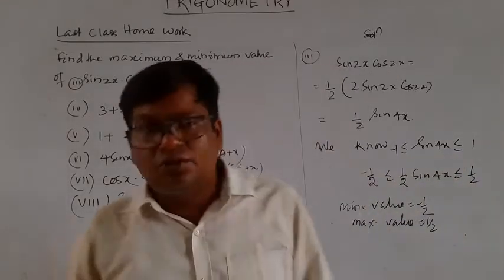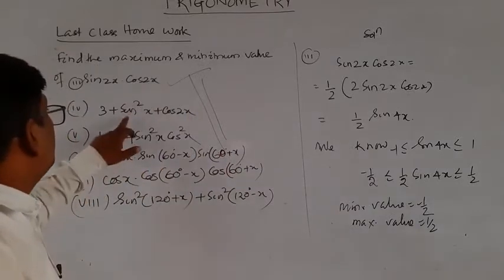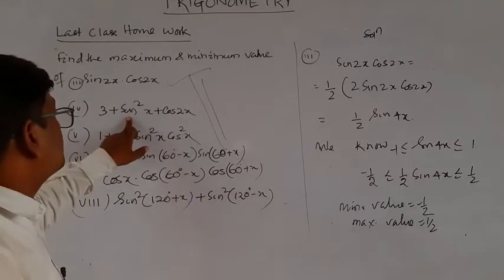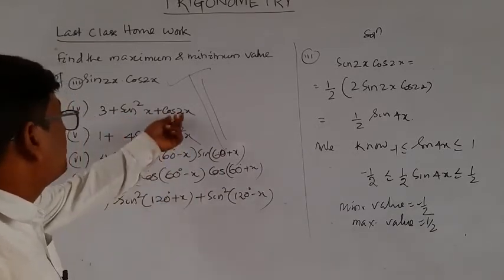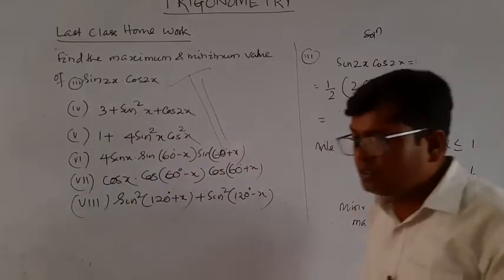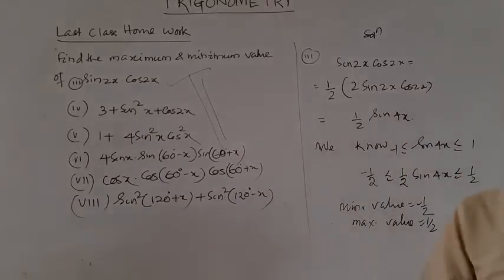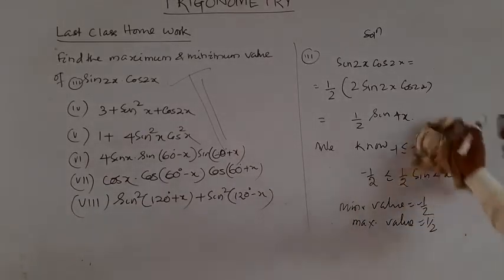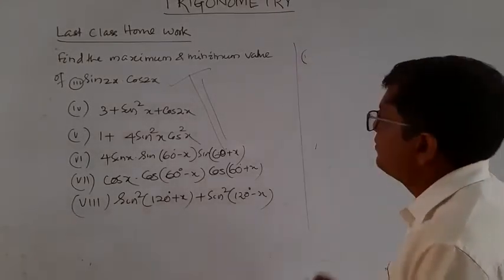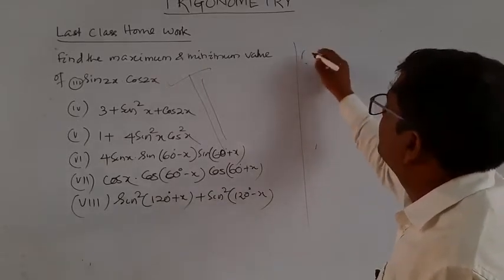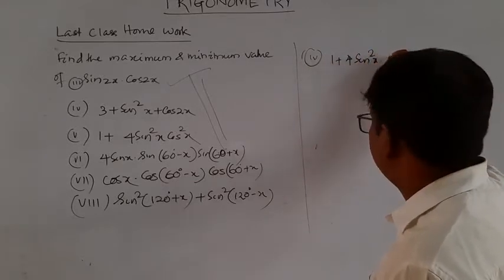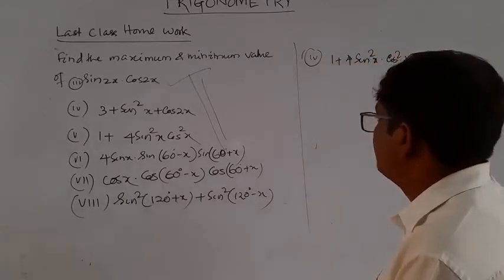Now question number 4 is 3 plus sin square x plus cos 2x. Make sin square x in terms of cos, or single form. Cos 2x equals 1 minus 2 sin square x. So this is equal to what? Now the answer of question number 4.